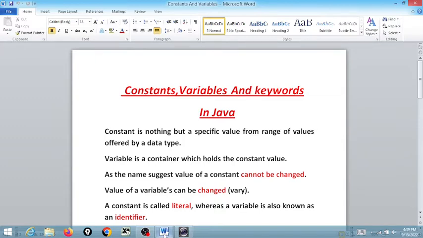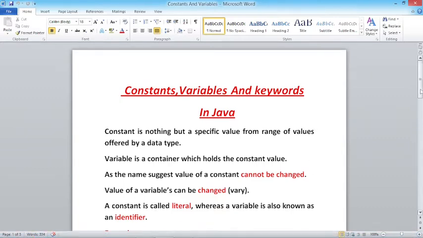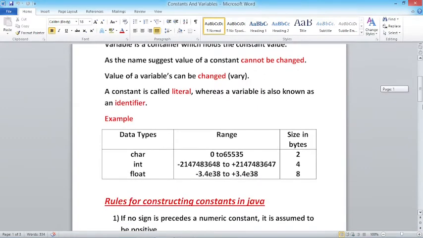As the name suggests, the value of a constant cannot be changed. As in the case of a variable, the name specifies it may change or vary from time to time. Variables may change from time to time, whereas a constant cannot be changed. A constant is also known as a literal, whereas a variable is also known as an identifier.